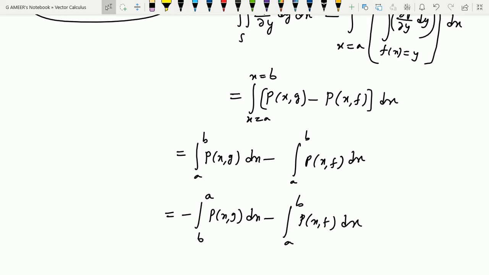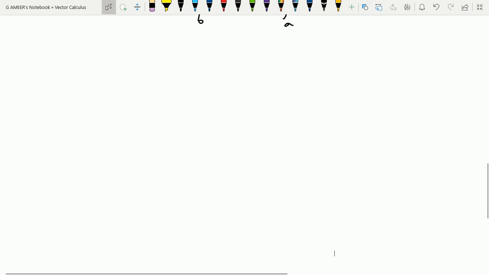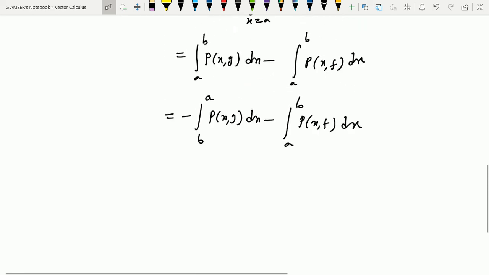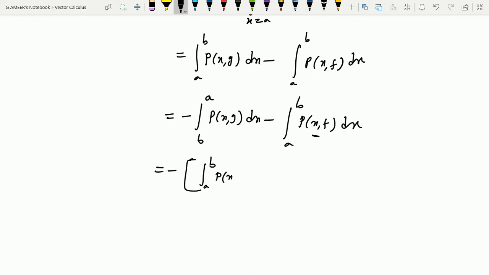Now even further, I can take the minus outside. If I take the minus outside, then it will become minus, outside, the integral from a to b of p(x, f) dx plus the integral from b to a of p(x, g) dx.